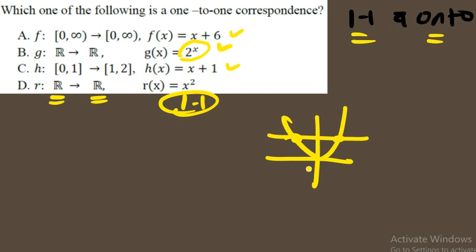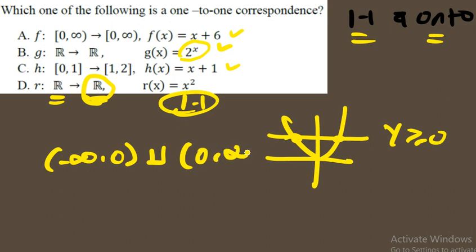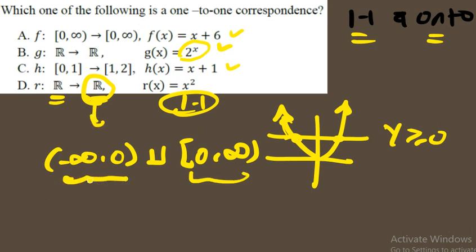What about onto-ness? It doesn't work either, because the range of this function, as you see, must be y greater than or equal to 0. But here, what is mentioned as the range? The real numbers, meaning from negative infinity to 0, union from 0 to infinity. As you see, the graph of this function is an upward parabola, completely above the x-axis. So the range is y greater than or equal to 0, only this part. So the negative real numbers don't have a pre-image, so it's not onto. So it doesn't work. D, you can just ignore it.